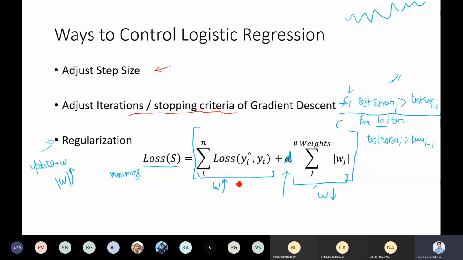Now what is this regularizer doing? If you remember the training itself, this loss contributes to increasing the weights. For example, suppose you start with all weights equal to 0. Once you start the training, what will happen to the weights?